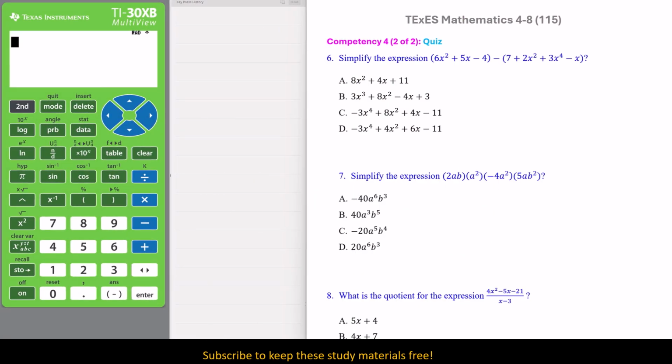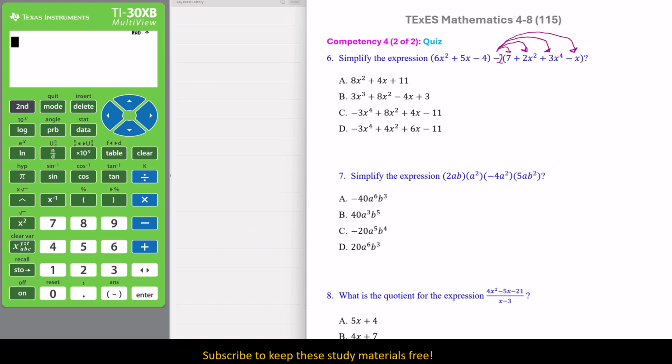Number 6: simplify the expression 6x squared plus 5x minus 4, and subtract 7 plus 2x squared plus 3x to the fourth minus x. Okay, first I would clean up the second expression. Remember that we need to distribute -1 to each of the terms inside the parentheses. Also, they are out of order as far as the exponents, so we like to put those things in descending order of exponents.